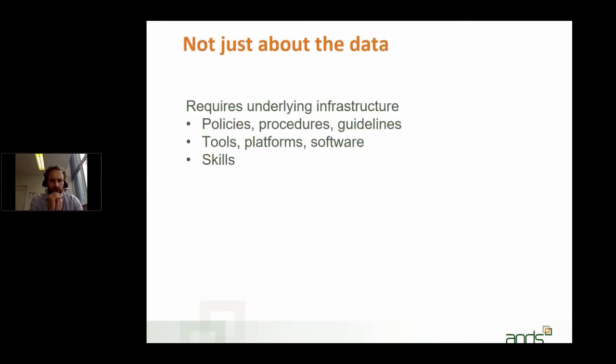Another thing to keep in mind about the FAIR data principles is that if you want to make more data more FAIR, it's not just about the research data itself, but it will actually require some work around it. It will require a layer of underlying infrastructure, and that can be human infrastructure or technical infrastructure, which is in place, so that a researcher does not have to do it all on their own.